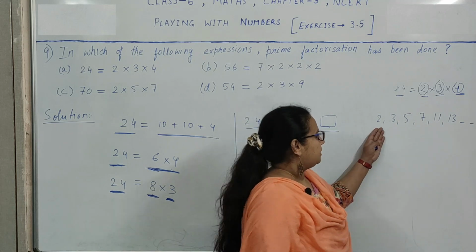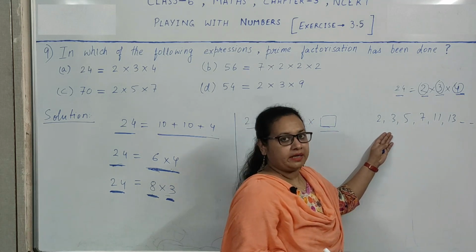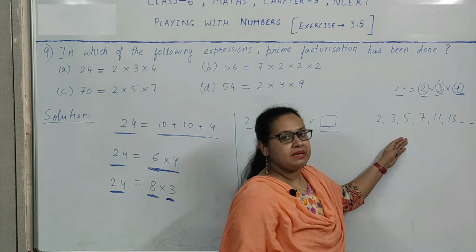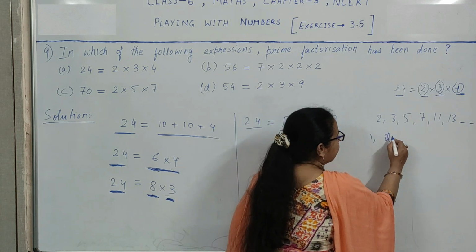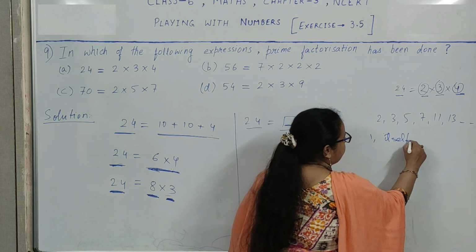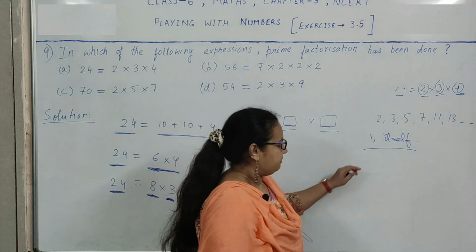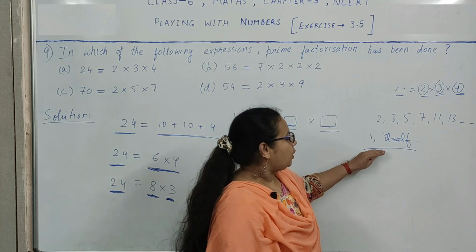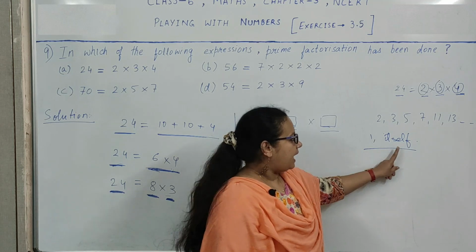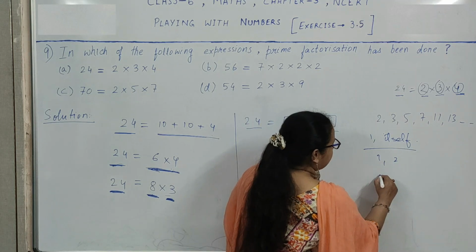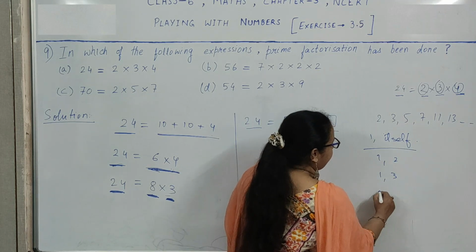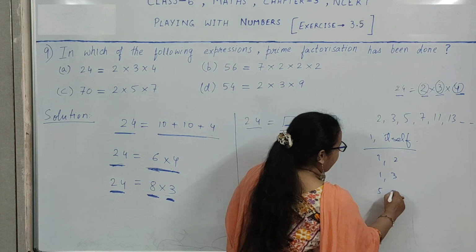So the prime numbers are the numbers which have only two factors, or the numbers which are divisible by only 1 and itself. Prime numbers are divisible only by 1 and the number itself. Meaning 2 will be only divisible by 1 and 2, 3 will be only divisible by 1 and 3, 5 will be only divisible by 5 and 1.